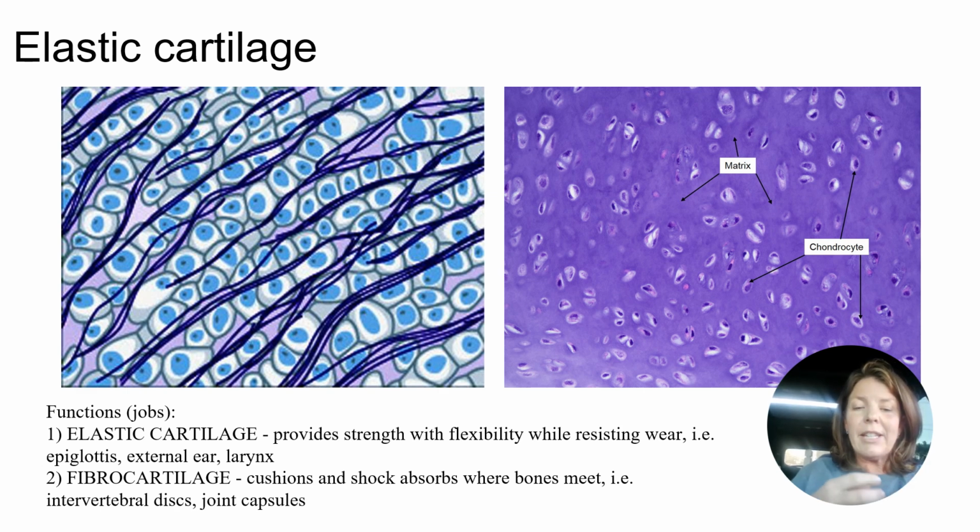And you can see some of these examples in the model that show the cells, which are the chondrocytes, surrounded by the matrix, and the very fibrous nature of some cartilages that make them more rugged and provide a little bit more shock absorption and cushion.